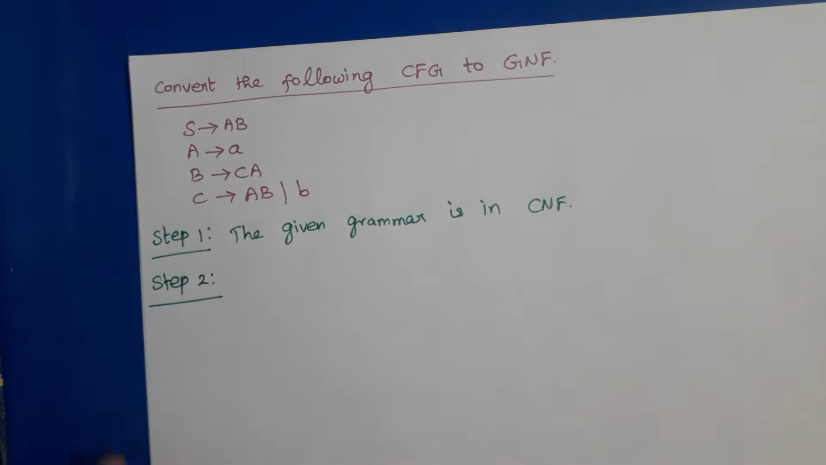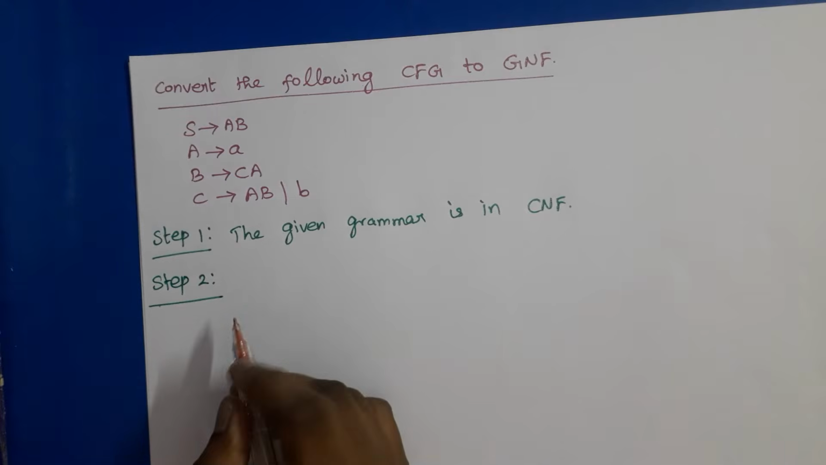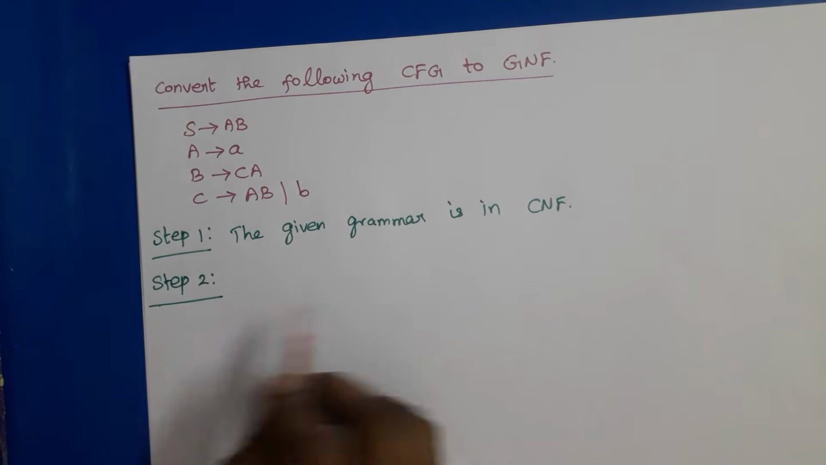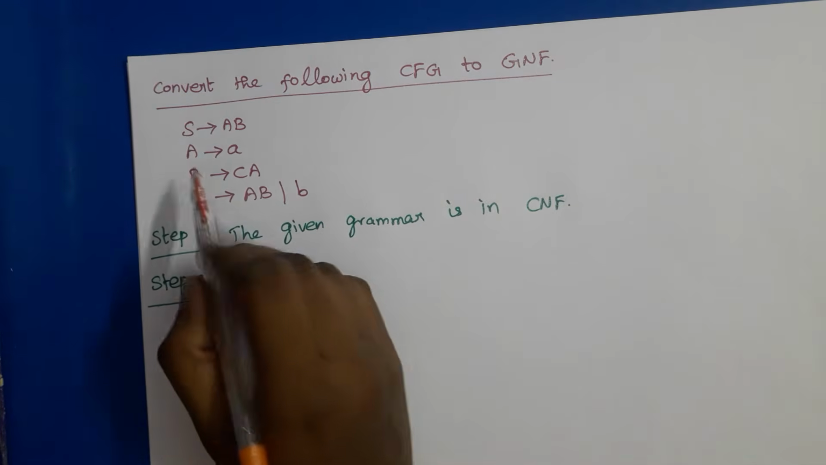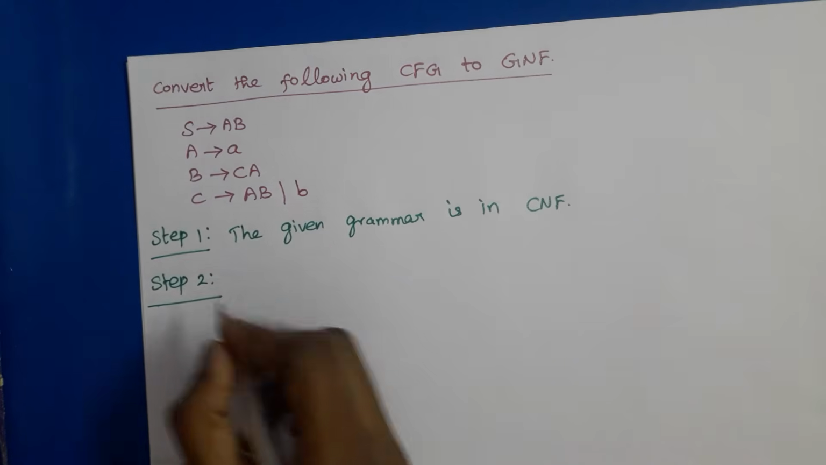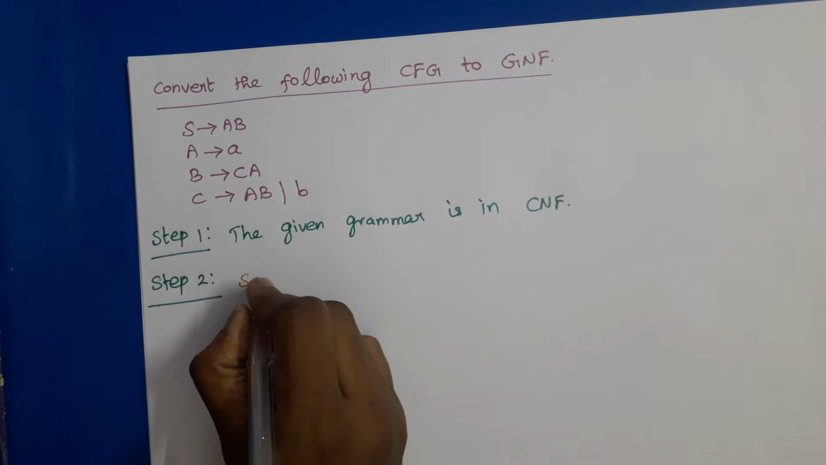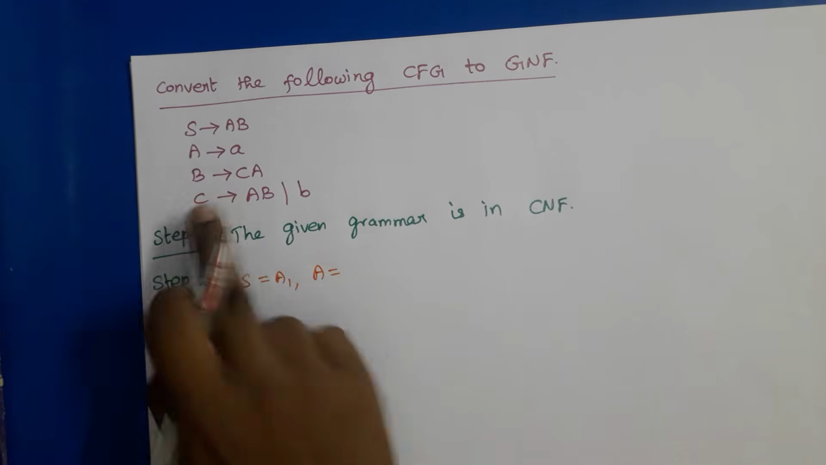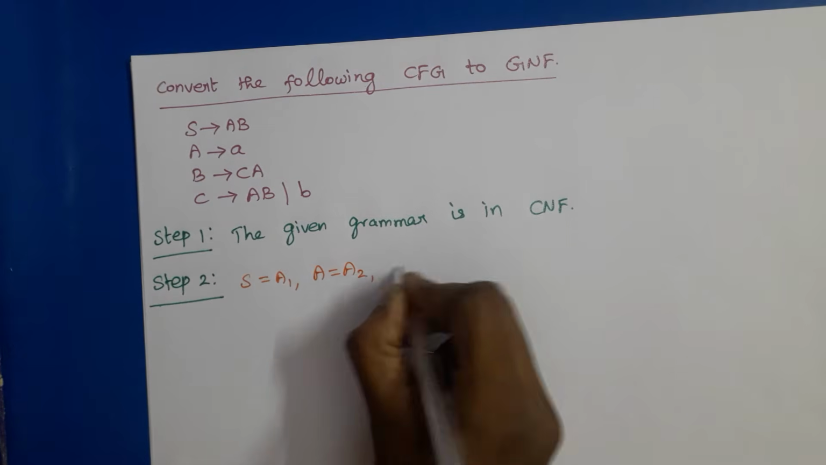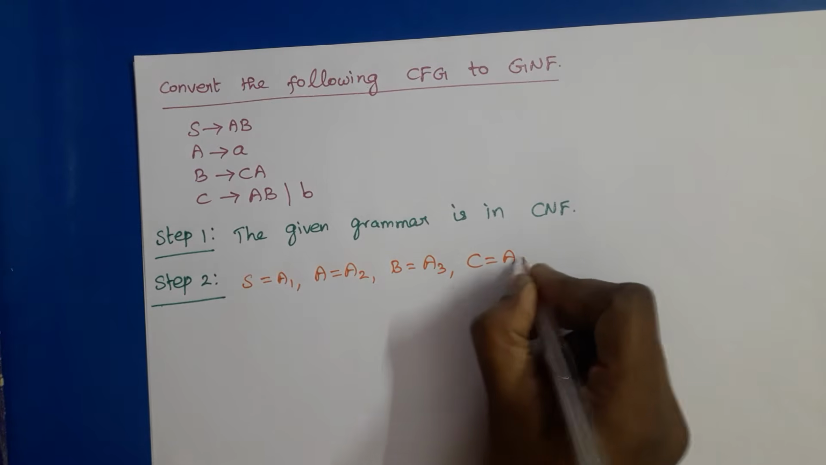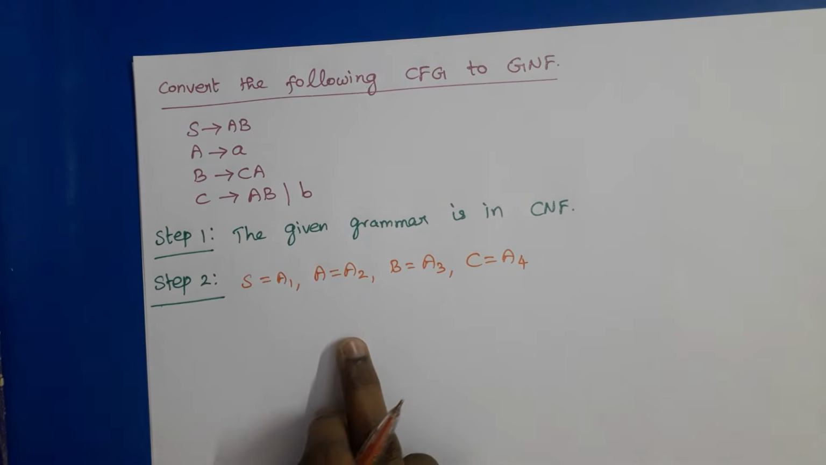Then step 2. In step 2 we need to introduce variables A1, A2 up to An for all the variables in the given grammar, in which the start symbol must be replaced by A1. So we have to replace S with A1, A with A2, B with A3 and C with A4. So now we need to rewrite this grammar.